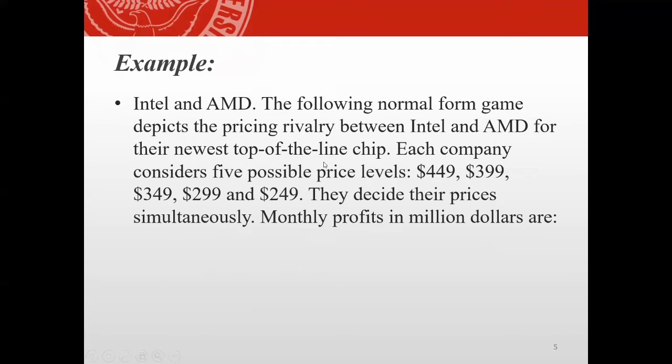Okay, now let's do some more complicated game theory problems with some payout matrices that are not 2 by 2. So the problem is Intel and AMD. The following normal form game depicts the pricing rivalry between Intel and AMD for their newest top of the line chip. Each company considers 5 possible price levels: $449, $339, $349, $299, and $249. They decide their prices simultaneously. Monthly profits in $1 million are. Next slide.